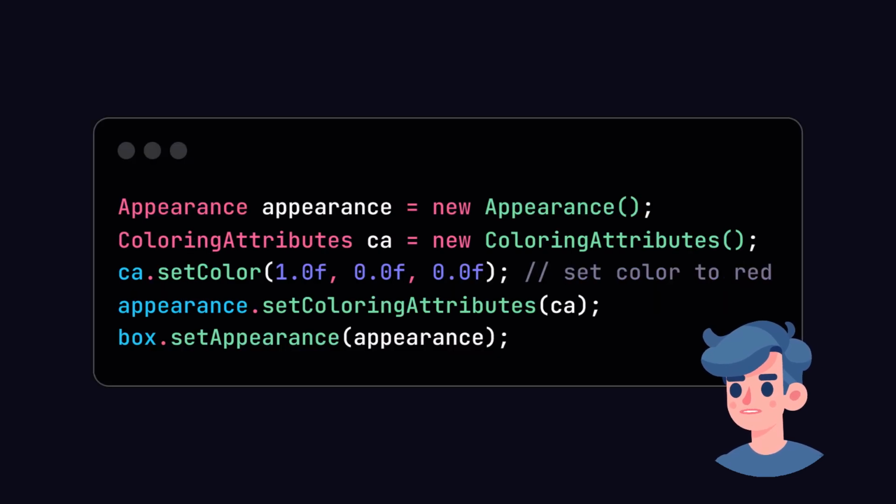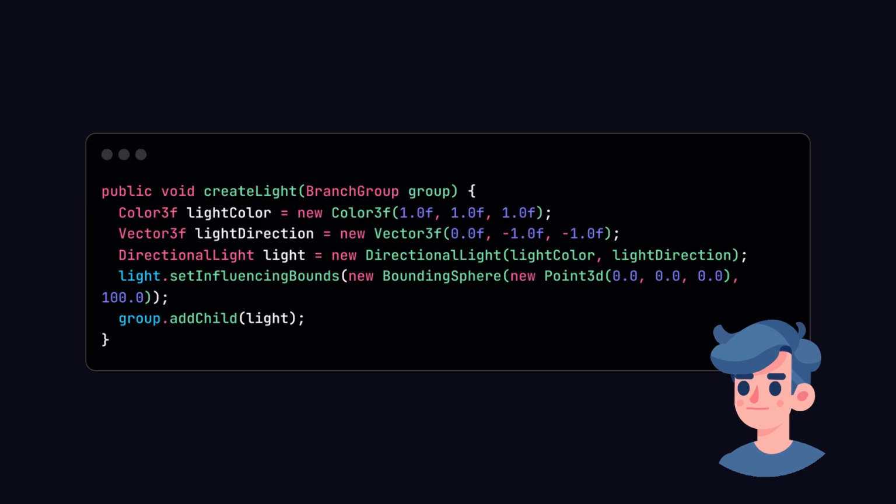In this section of the code, we create a transform 3D object to manage our object's translation. We will move it along the z-axis by -5 units, so it appears in front of the camera. Next, let's change the color of our box to make it stand out. We create an appearance object and use coloring attributes to set the box's color to red.